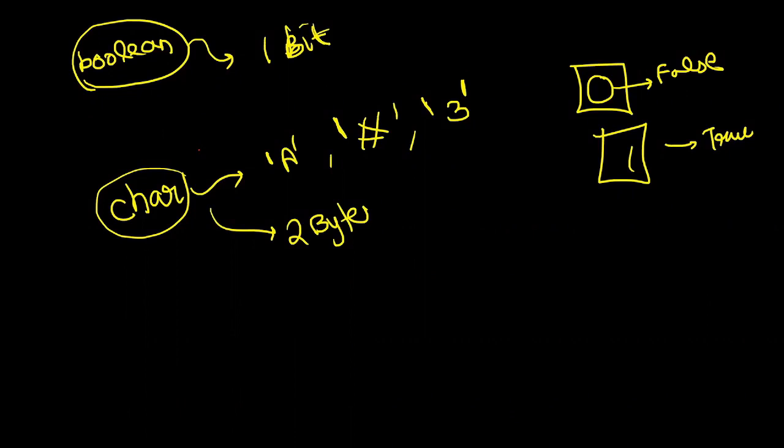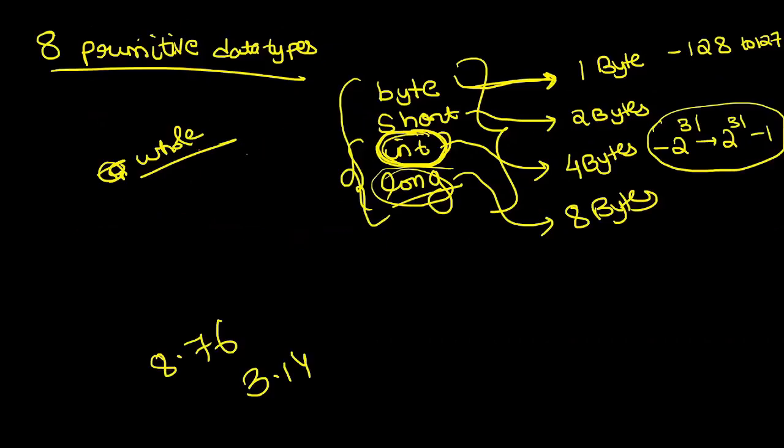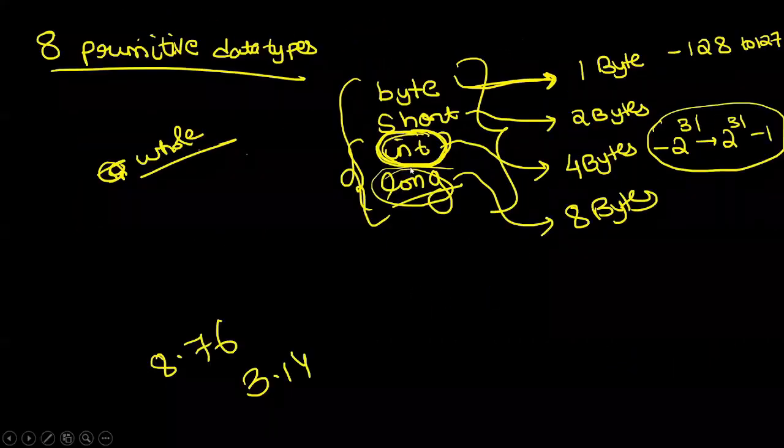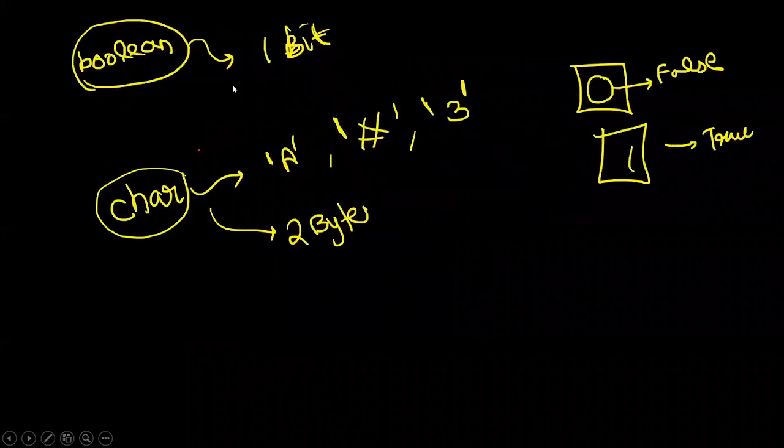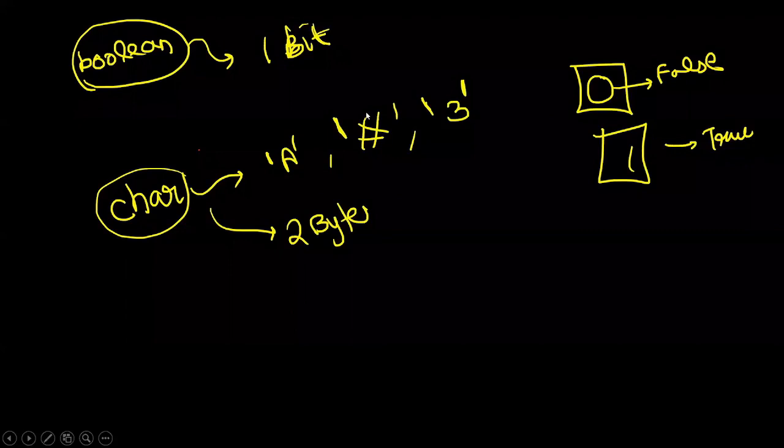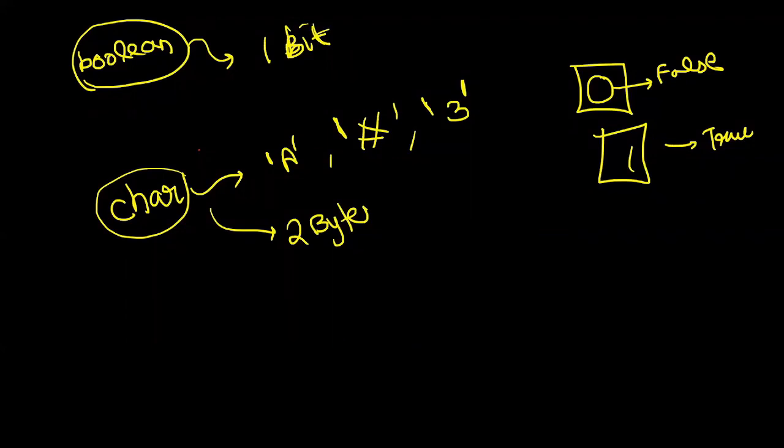So these are the 8 primitive data types. What are the 8 primitive data types? See, byte, short, int, long, float, double, boolean, and char. These are the 8 primitive data types. Now, what do I mean when I say primitive data types? I mean to say that, boss, these are the fundamental or the built-in data types, right?